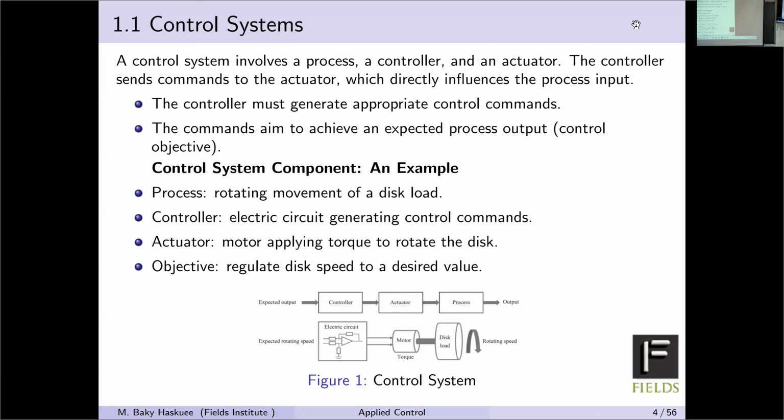So if we wanted to explain, the controller must generate the signals and commands to the actuator. In any system like that you are working with, actually you have the controller that generates the commands to the actuator, and then the commands aim to achieve an expected process output, like the speed or the movement of the muscles, or controlling the movement in Parkinson's, for example.